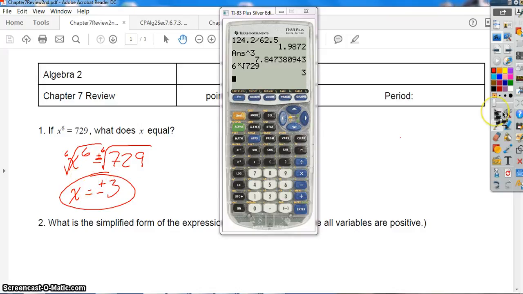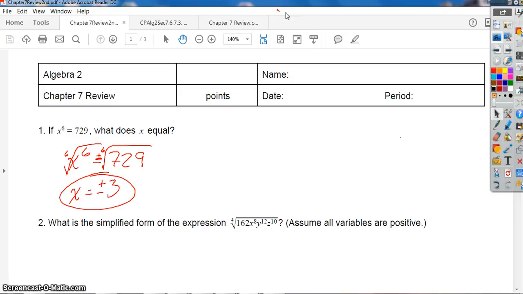Okay, going to number 2. It says, what is the simplified expression of the 4th root of 162, x to the 8, and so on. I want to write this into nice things that I can take the 4th root of, like 81 times 2. I can take the 4th root of 81. X to the 8th is a nice one. It's divisible by 4. Y to the 12th. 12 is divisible by 4. 10 is not. So I'm going to write this as z to the 8th and z squared.